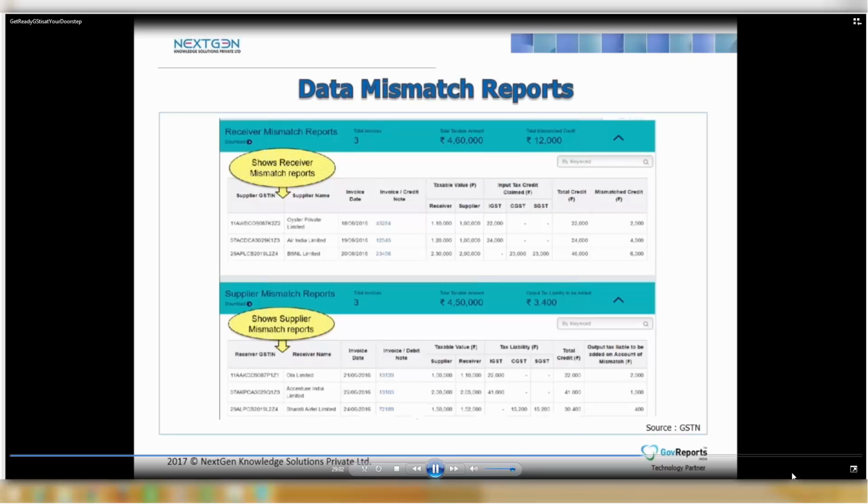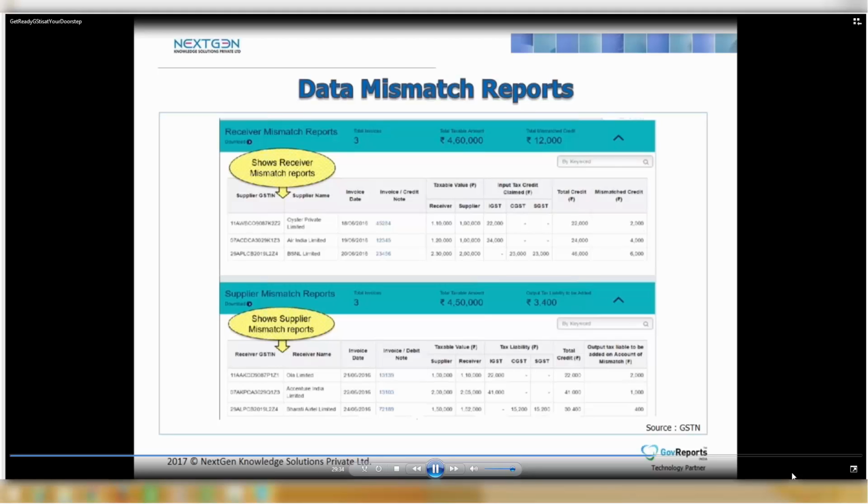Here again you can see on the dashboard summary, there are 3 invoices which have a mismatch in liability. The total taxable value is rupees 4,50,000 and the mismatch liability is rupees 3,400. Now you can drill down this information to invoice level. For example, in the first invoice, the taxable value as per supplier is rupees 1 lakh and as per receiver is rupees 1,10,000. So there is a difference of rupees 2,000.